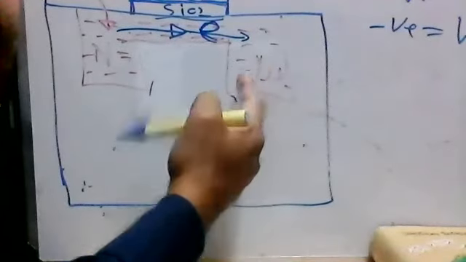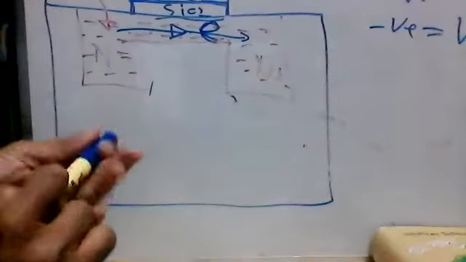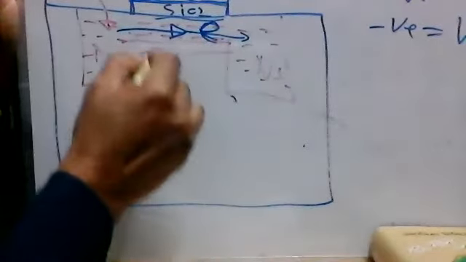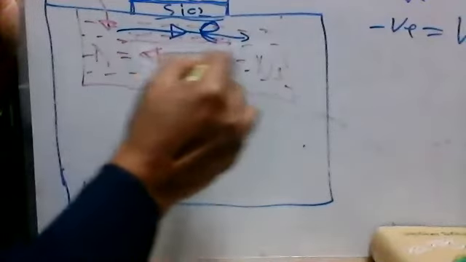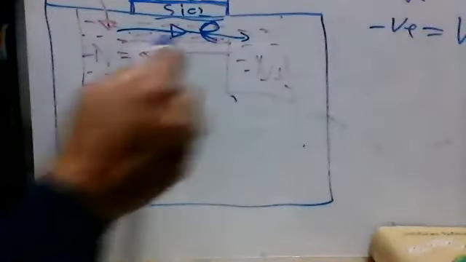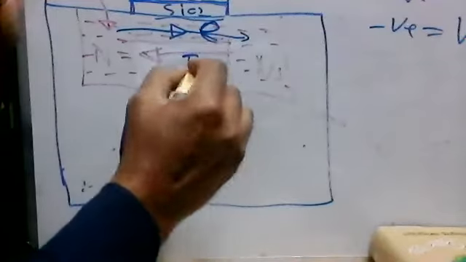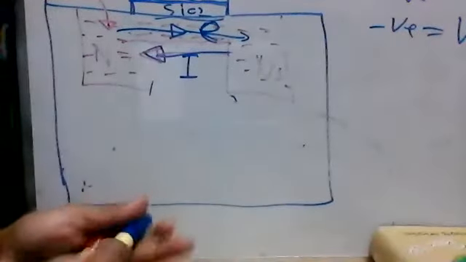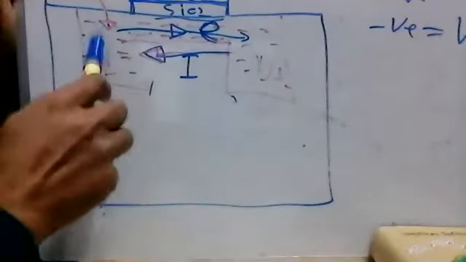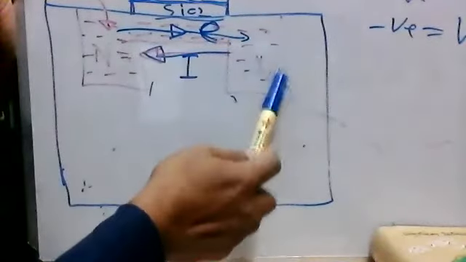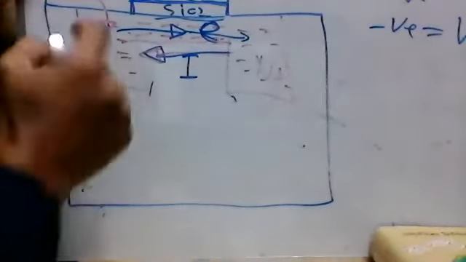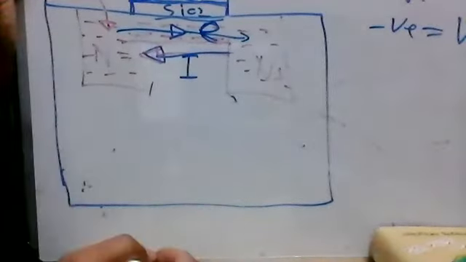So if that happens, what does it mean? When the electron goes from left to right, then the current will flow from right to left. The current will flow in this direction, right? The electron flows from left to right, and the current flows from right to left. So then how can we add electrons?